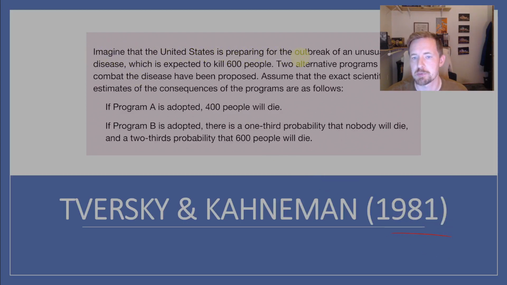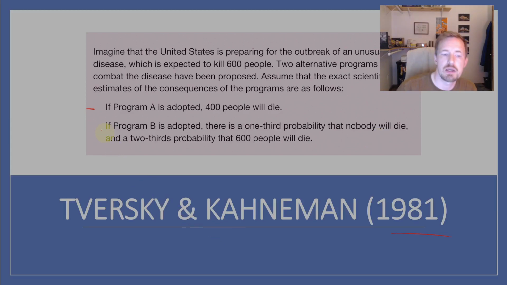Imagine that the United States is preparing for the outbreak of an unusual disease which is expected to kill 600 people. Two alternative programs to combat the disease have been proposed. Assume that the exact scientific estimates of the consequences of the programs are as follows. Program A says if we take on this program, 400 people are going to die. 400 people out of 600. If program B is adopted, there is a 1/3 probability that nobody's going to die and a 2/3 probability that everybody's going to die.